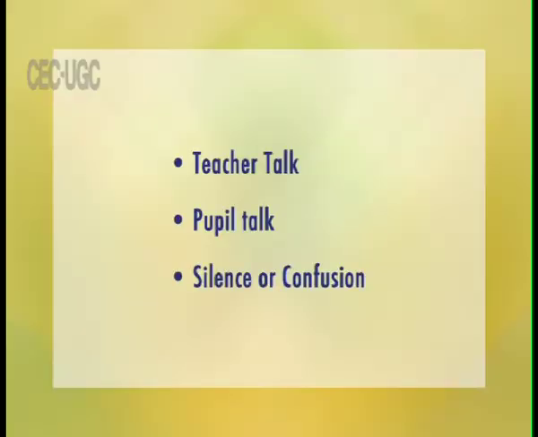There are 10 categories in the system which are divided into 3 major sections: A. Teacher talk, B. Pupil talk, C. Silence or confusion. Out of the 10 categories in the system evolved by Ned Flanders, 7 categories are assigned to the teacher talk and 2 to student talk, and the 10th category classifies pauses, short periods of silence, and talk that is confusing or noisy.